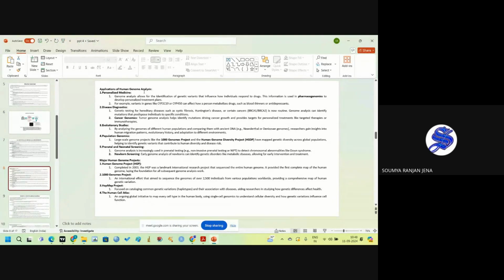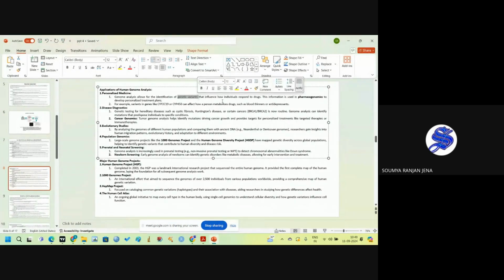Then what are the applications of the human genome? As we described, personalized medicine: if we find different genetic variants, then we will use different types of drugs for that individual. This information is also used in pharmacogenomics, that is pharmacology and genomics. Pharmacology means drug research, and genomics, to develop personalized treatment plans.